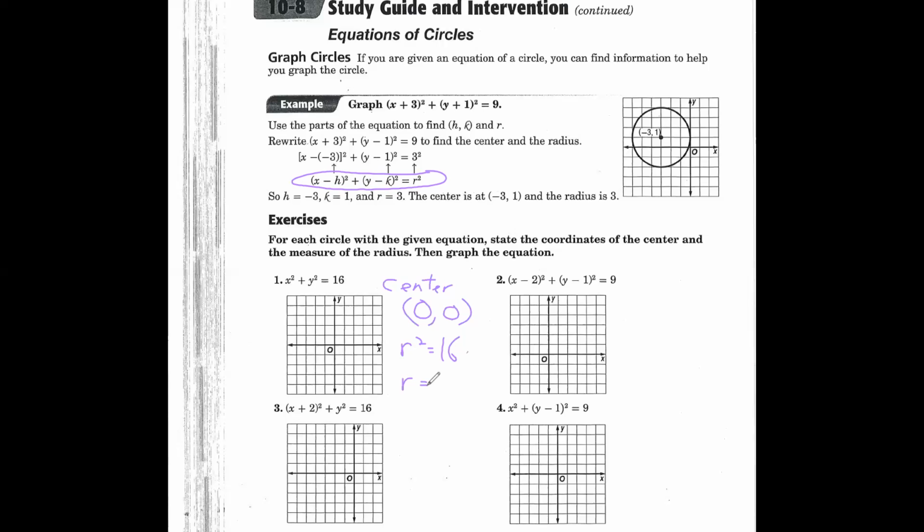How do we get r by itself? Square root both sides. R is 4. That's the information I need to graph. My center is at 0, 0. And then from that center point, my radius is 4. So I'm going out 4 units in each direction. 1, 2, 3, 4. 1, 2, 3, 4. The reason why I did that is because now those points I know are on the circle, so that's going to help me draw a more accurate circle.